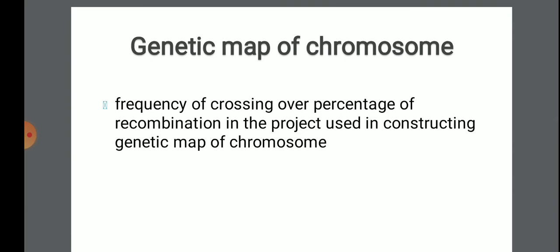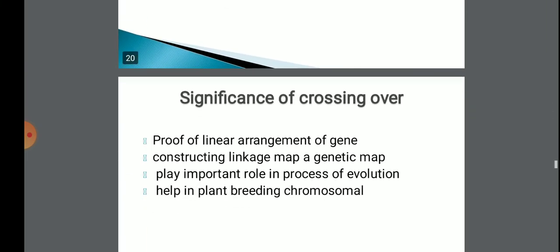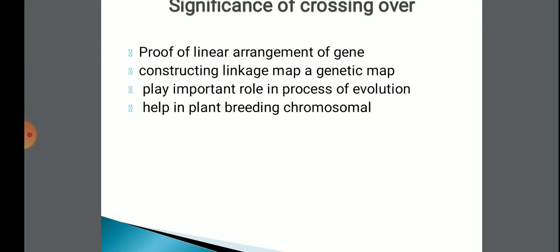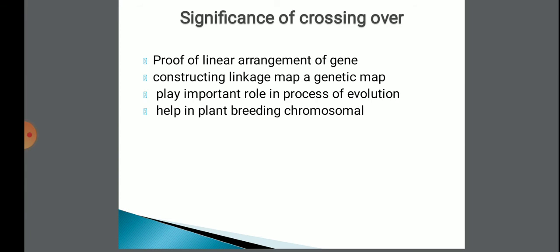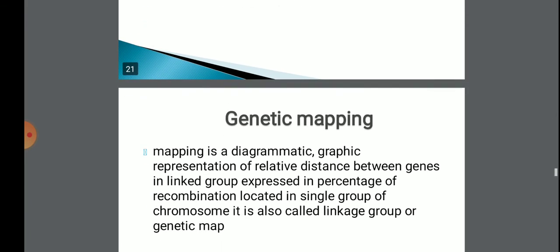Now, genetic map of crossing over. We can construct a genetic map by having knowledge about the frequency of crossing over. This is used to make your genetic or chromosomal maps. Now, significance of crossing over: this is the proof of the linear arrangement of genes, meaning genes are linearly arranged on the chromosome, and it helps in the formation of the genetic map. Crossing over helps in the process of evolution, and plant breeders get help from crossing over. They were able to get new varieties of plants having gregarious growth of fruits.